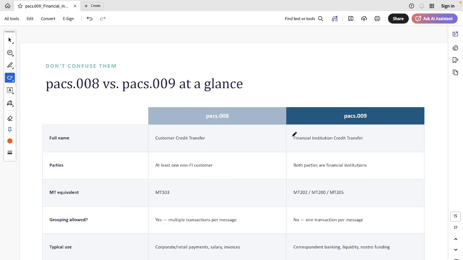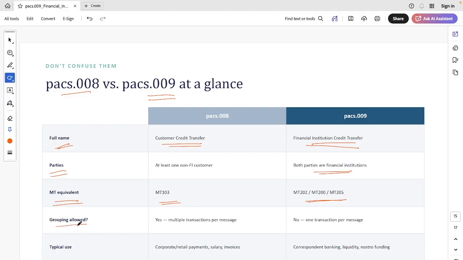Then we compare the pacs.008 and pacs.009 clearly. First, the full name. pacs.008 is customer credit transfer. pacs.009 is financial institution credit transfer. Parties. In pacs.008, at least one party is a non-financial institution customer. It may be an individual, corporate, merchant, government entity, or any non-bank customer. In pacs.009, both debtor and creditor are financial institutions. MT equivalent: pacs.008 is equivalent to MT103, and pacs.009 is equivalent to MT202, 200, and 205.